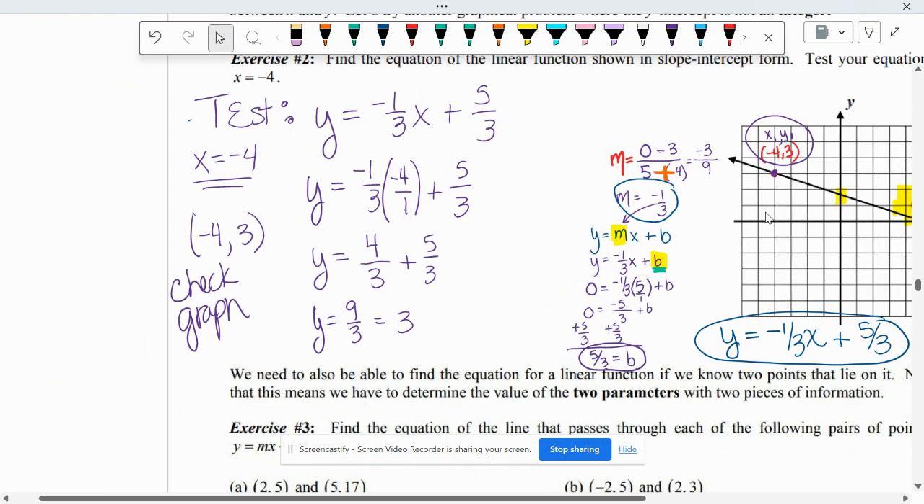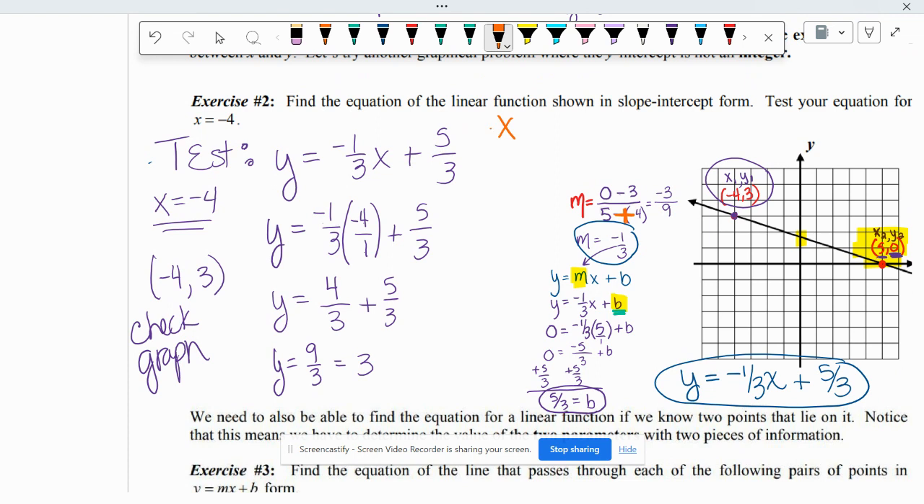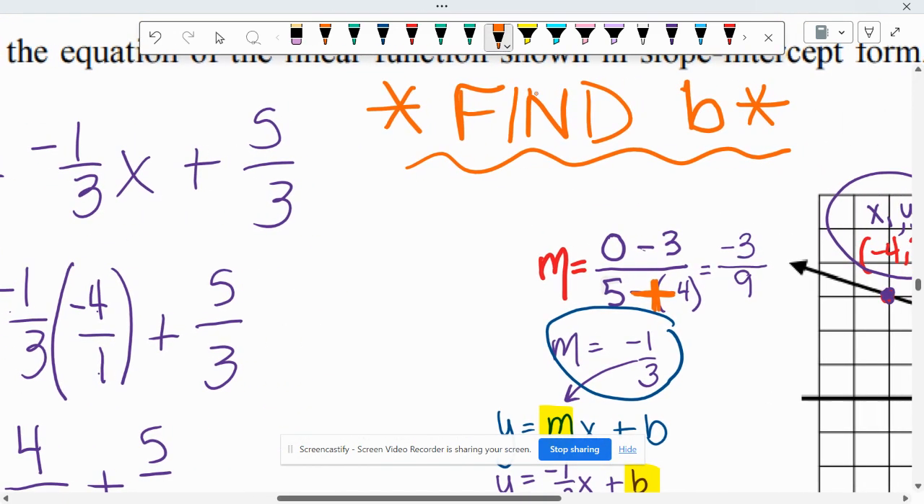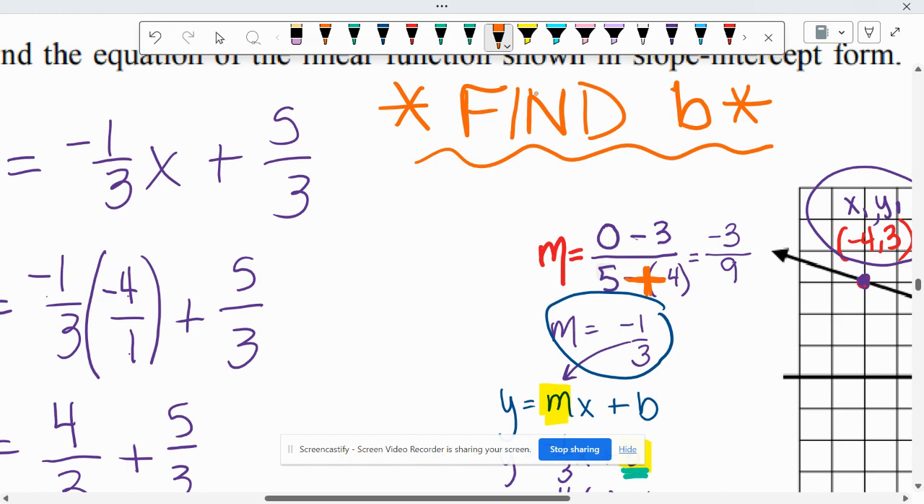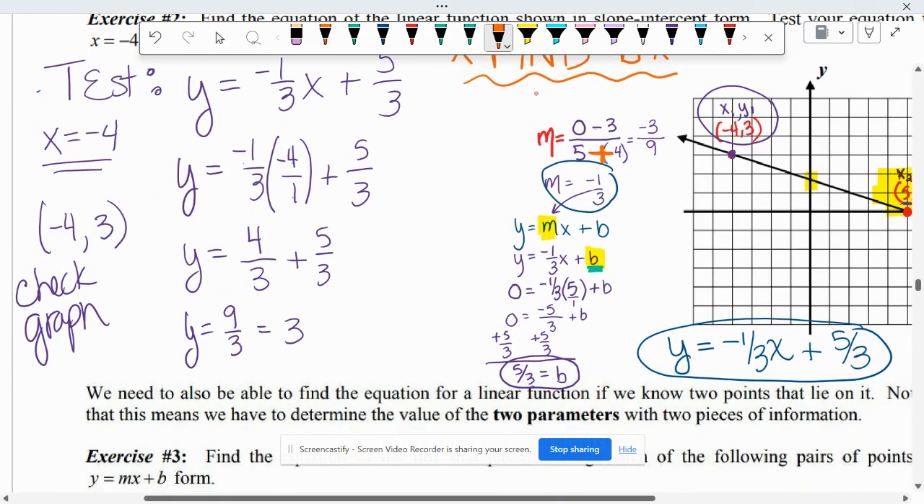In the first equation, we just used m and b that we determined from the graph. In this example, we had to find b. So I'm going to write that up here. In this example, we had to find b. Because when you go back and do your homework tonight, or when you start on your homework, I want you to know what it means to find b. I want you to know how to do that. So example 2 is an example of finding the y-intercept.